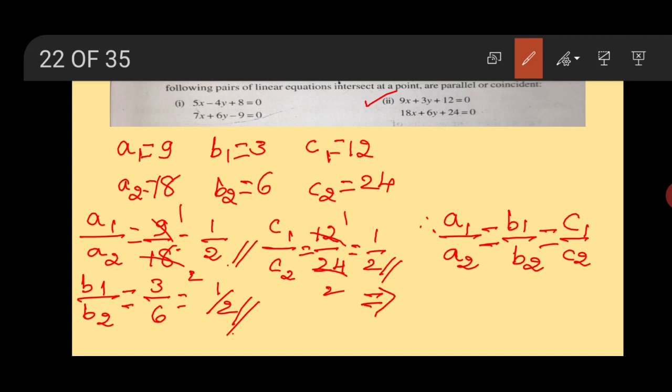What does it indicate? It implies the two lines are coincident, right? Now let us see the next problem.